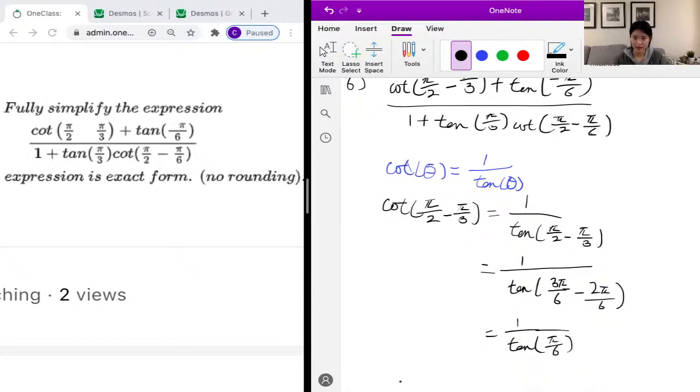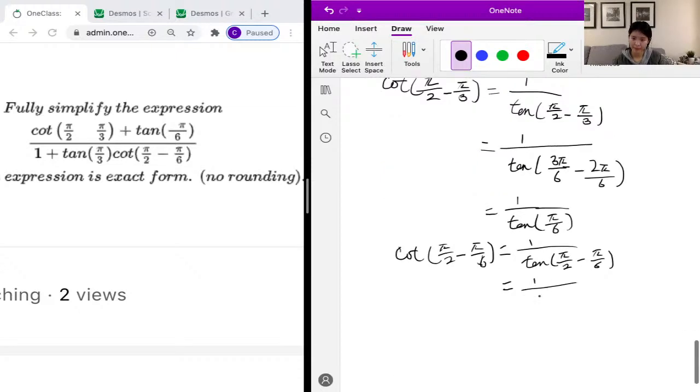And then, similarly, for our cotangent of pi over 2 minus pi over 6, we have 1 over the tangent of pi over 2 minus pi over 6, which is the same as 1 over the tangent of 3 pi over 6 minus pi over 6, which is the same as 1 over the tangent of pi over 3.